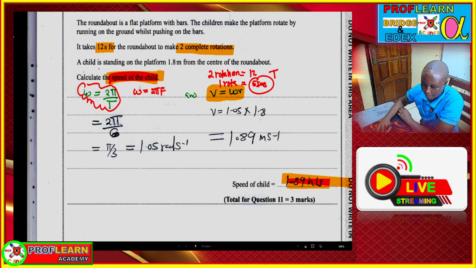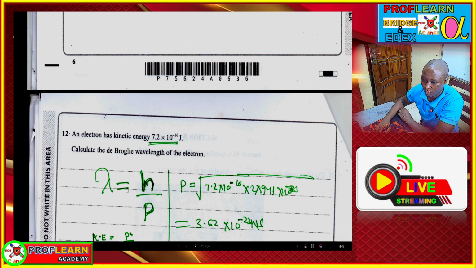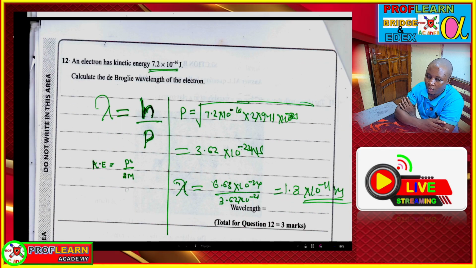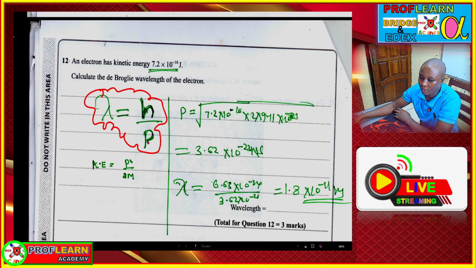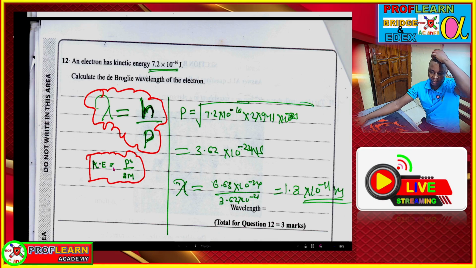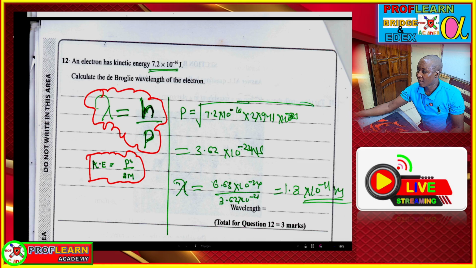And the next question is the question to do with an electron that has that particular kinetic energy. So something that you need to remember is that in order to calculate the de Broglie wavelength, the de Broglie wavelength is given by Planck's constant over momentum. But momentum squared over 2m is equal to the kinetic energy. So from the kinetic energy, we can get momentum. These are the kind of formulas you have to know.